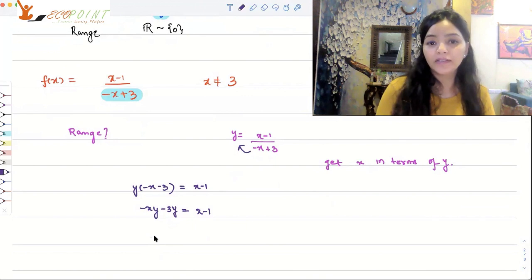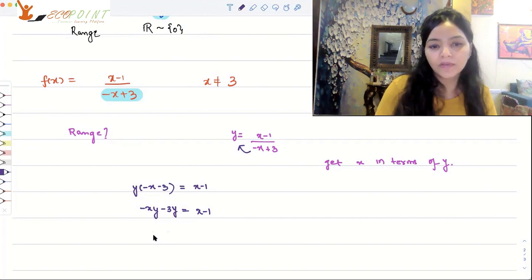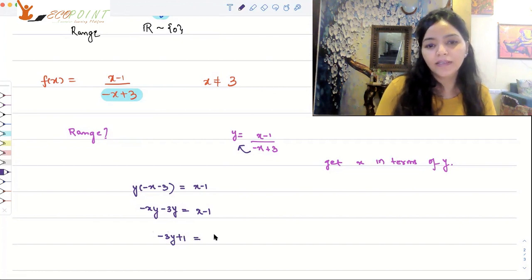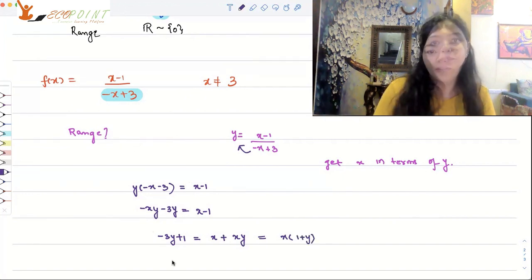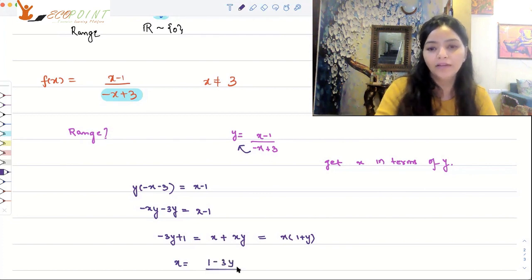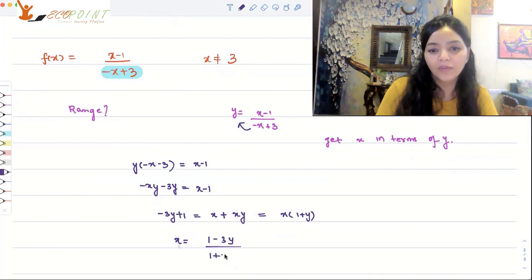What you have to think is, can I get x in terms of y? Let's collect all the x terms. So I have minus 3y plus 1 on one side. On the other side, if I take x plus xy, this means that I have x multiplied by (1 plus y). So this means that we have x equal to (1 minus 3y) whole upon (1 plus y).